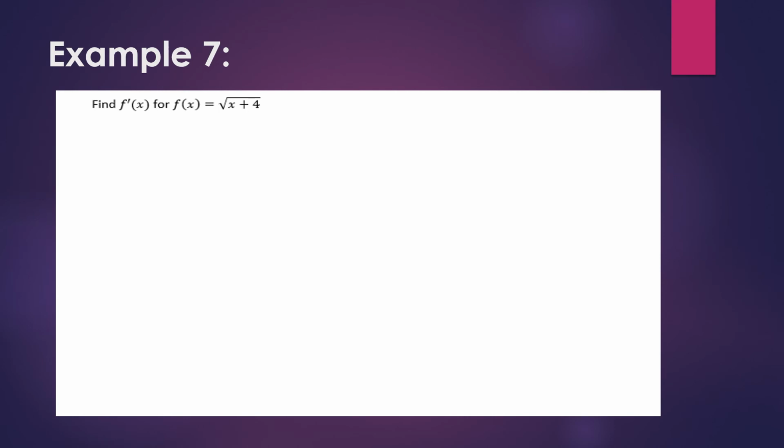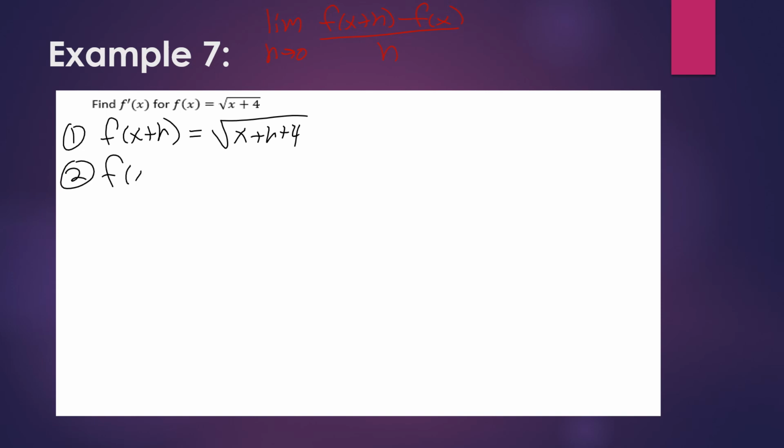All right, example 7. Now this will look just like our previous example where we got a square root. Before we had another number outside of the square root. This one's in the square root, but it's all the same in the end. So we're taking a derivative. So remember, this is going to be the limit as h approaches 0 of f of x plus h minus f of x all over h. So step 1, what is f of x plus h? Well, that's going to be the square root of x plus h plus 4. Step 2, f of x plus h minus f of x. That's the square root of x plus h plus 4 minus the square root of x plus 4.